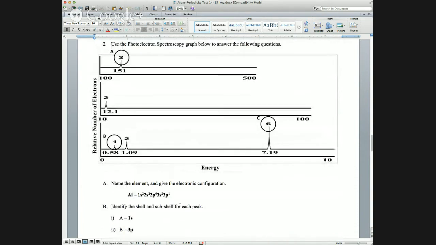And so I think that's pretty straightforward. I think that many of you are maybe starting to get a hold of that. But definitely being able to identify the peak, identify which subshell it's in, possibly be able to identify which element it is. That'd be important.